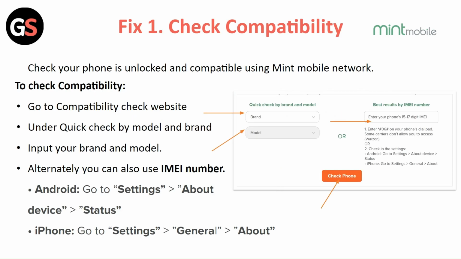Fix 1. Check compatibility. Check your phone is unlocked and compatible using the Mint Mobile network. To check compatibility, go to the Compatibility Check website. Under Quick Check by Model and Brand, input your brand and model. Alternatively, you can also use the IMEI number. On Android, go to Settings, then About Device, then Status. For iPhone, go to Settings, then General, then About.